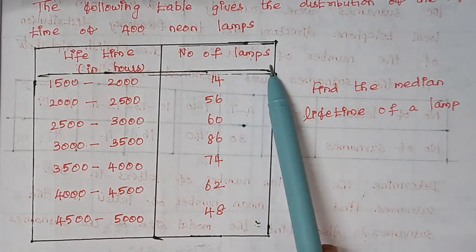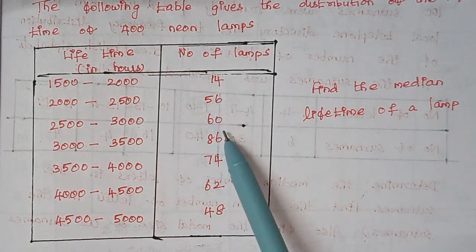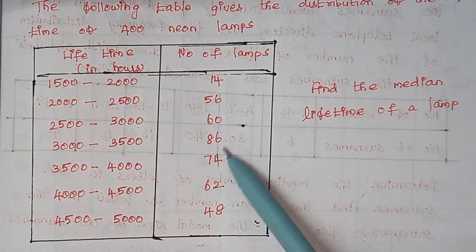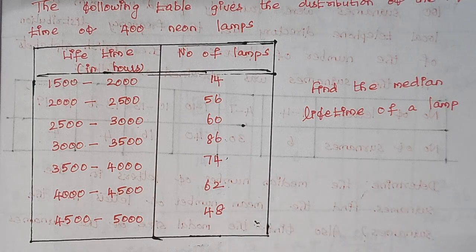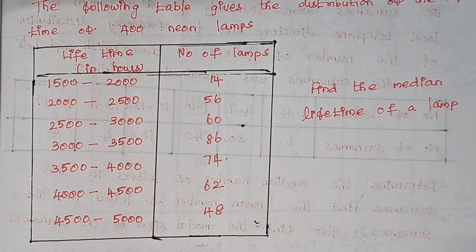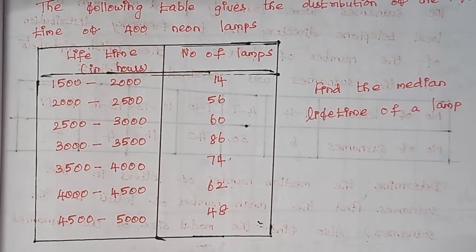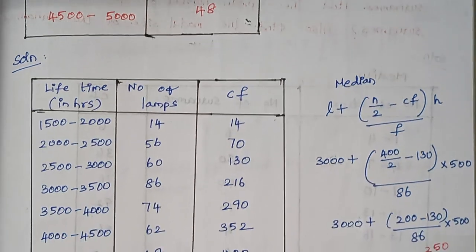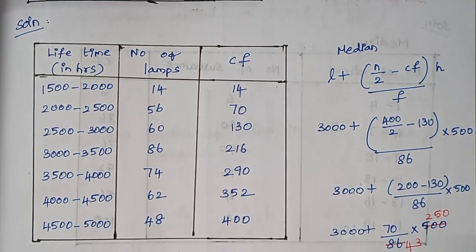And here, number of lamps. Again, when you look at them, they are not perfectly in ascending order, right? You see, here I am having 74 and 86 and here I am having 62 and 48. So here these are our frequency values. So while solving, the first step is we have to find the cumulative frequencies. Once it is done, then it will be very easy.